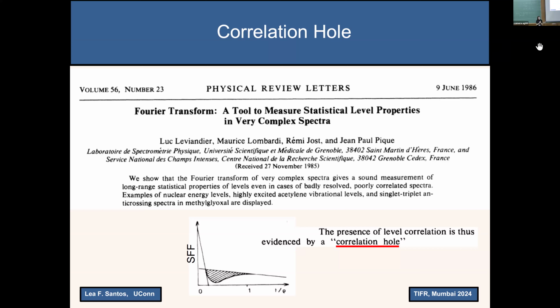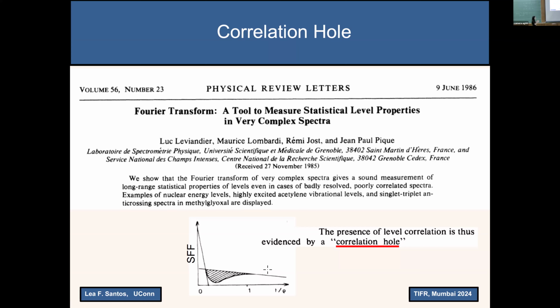What were these people doing? They were trying to study level statistics, but of molecules. In molecules, you don't have such good line resolution as you have in nuclei. In nuclei, you have good line resolution, so you can do the level spacing distribution as we talked about. In molecules, you may have some overlaps. So the idea of those guys was, let's do the Fourier transform. With this Fourier transform, they would still detect that thing below the saturation, which they started calling the correlation hole. So I think the most appropriate name nowadays would be correlation ramp, but it's nice to know that these works exist as well.